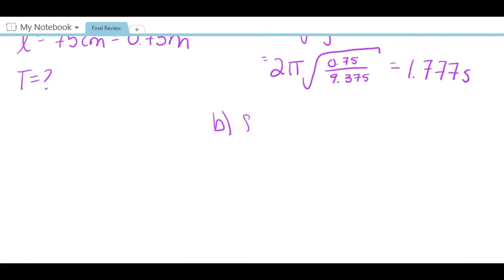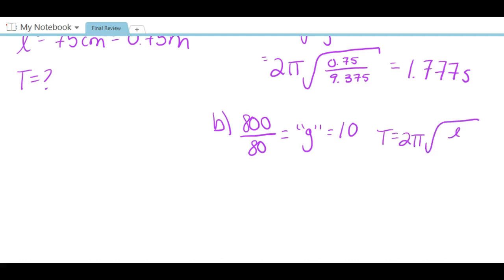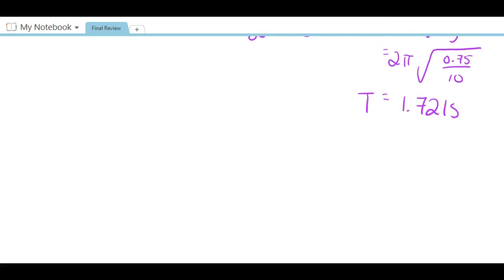Then for part B, we end up with a value on the scale of 800. Now 800 divided by 80 is going to give you 10, which is the value for G that we usually use. So that's going to be our G value for this. So this is technically an elevator that is not moving because the value for G is the same thing. So 0.75 divided by 10 is going to give us our value. We're going to end up with 1.721 seconds as our period.